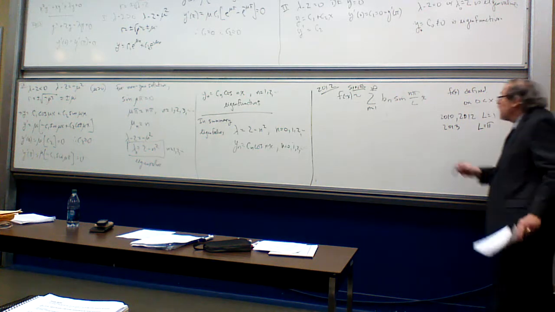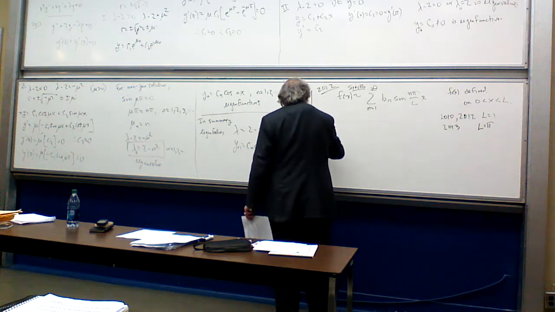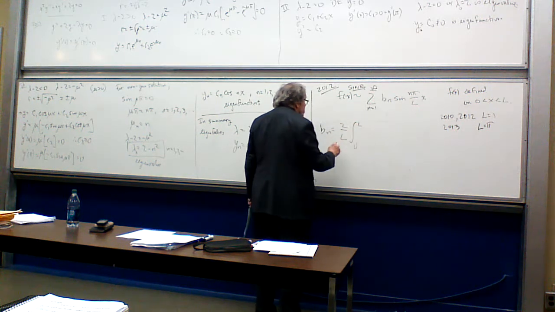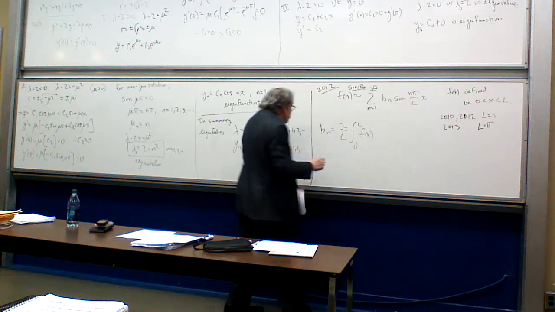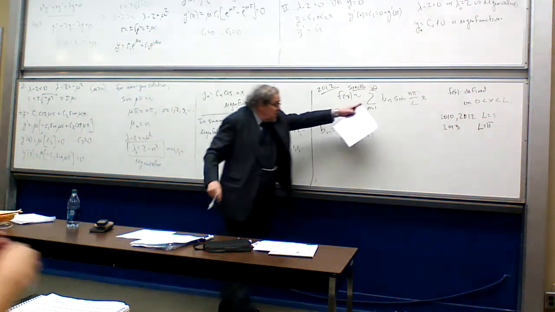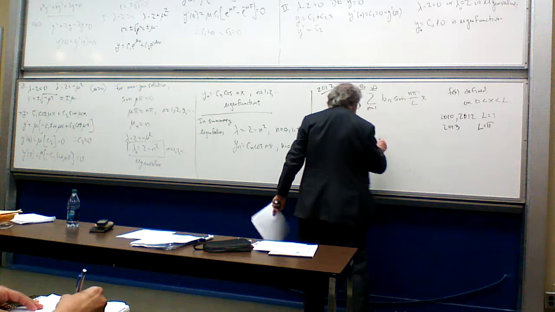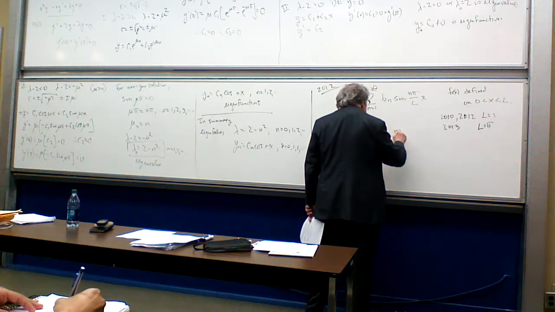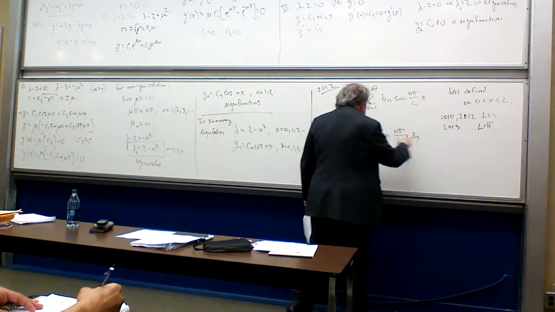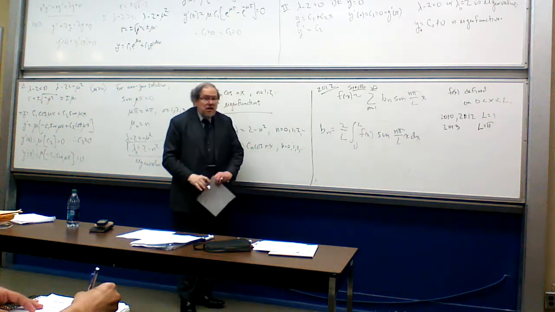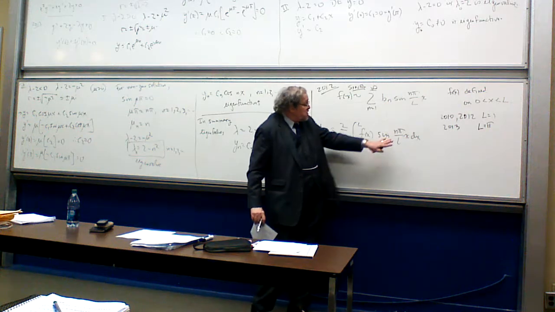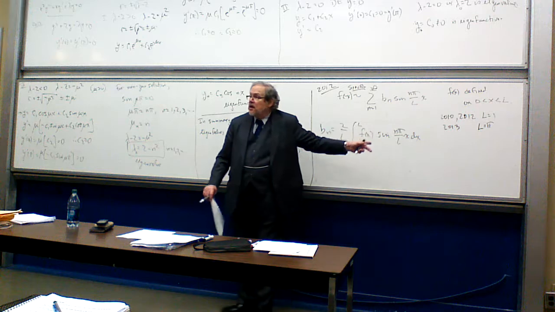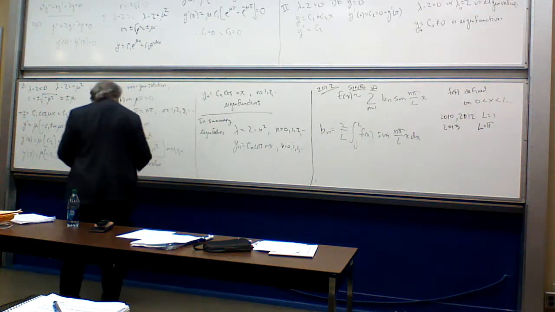Now the formula for the coefficients is 2 over L, integral 0 to L, f of x times the sine. The coefficient of the term is the integral from 0 to L of the function times the sine. If this is the cosine series instead of the sine, then the cosine goes in here. But it's basically that formula.